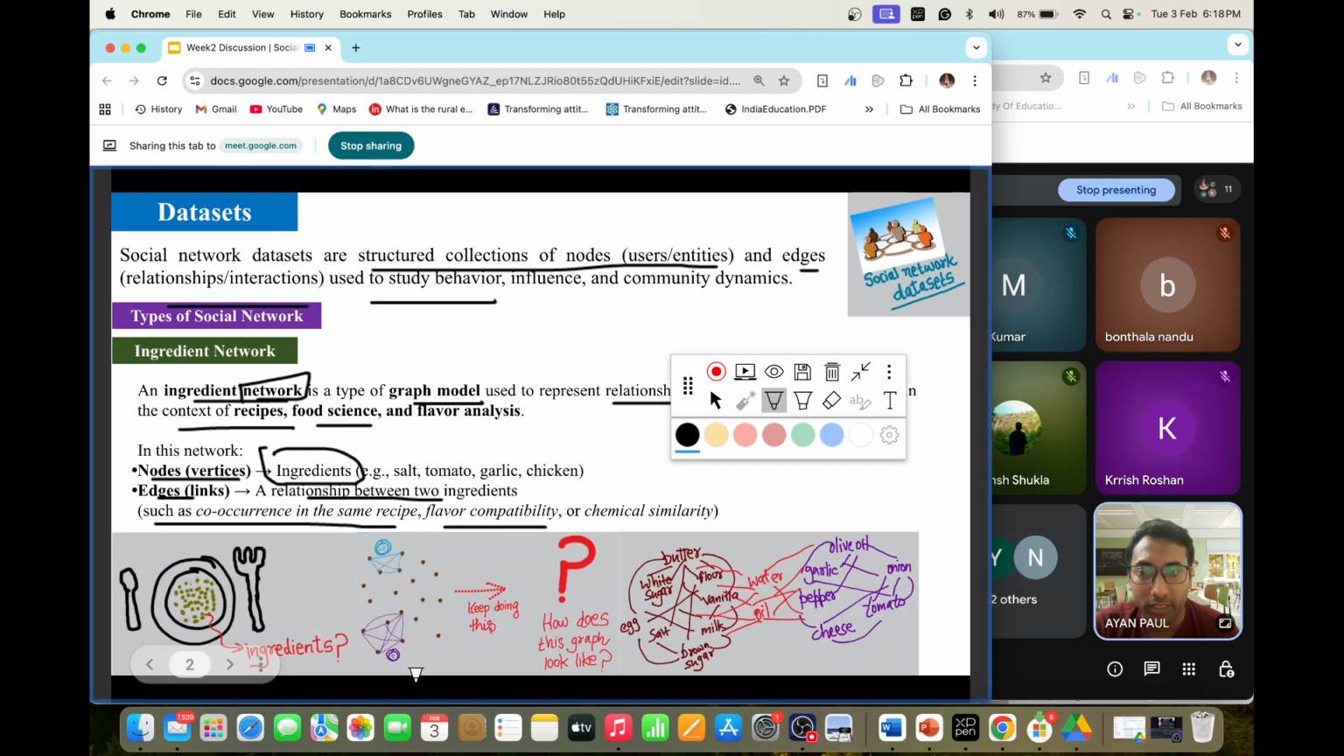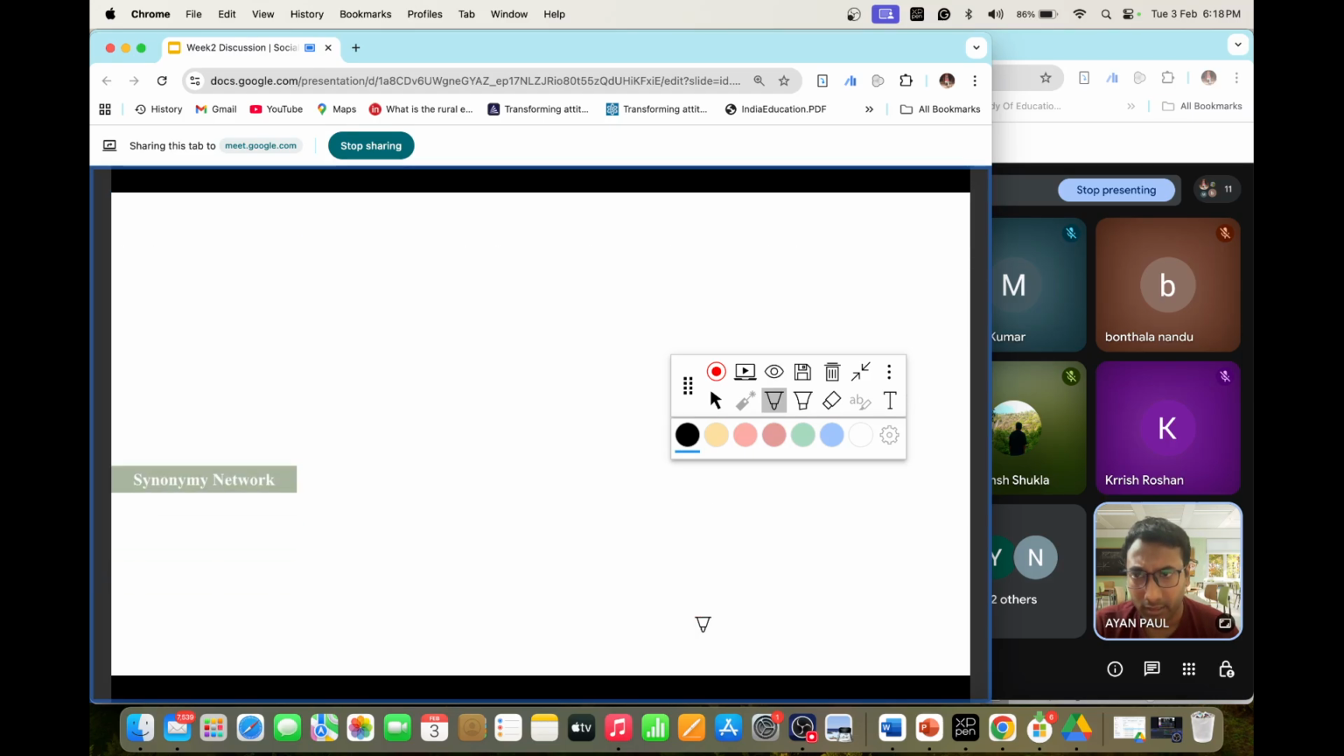So this is the ingredient network, for whatever you are eating. Whatever ingredients we have, we form a network between them, and you can see one of the ingredient networks shown over here.